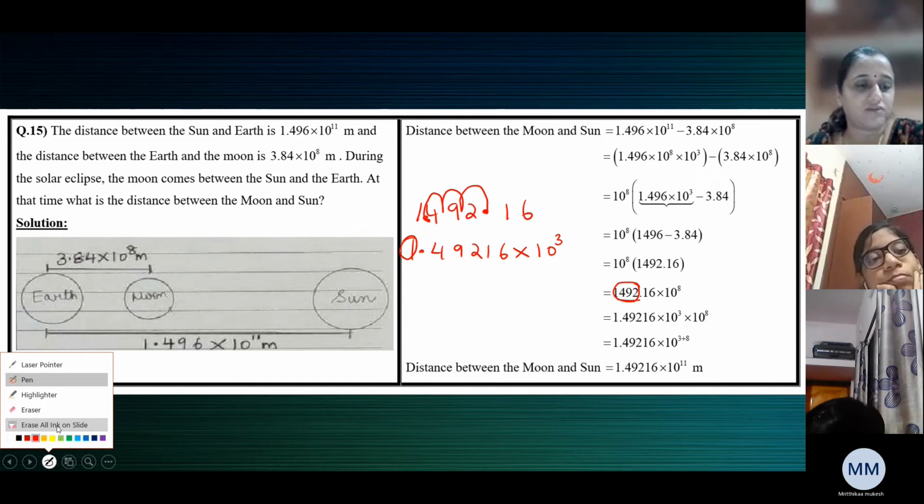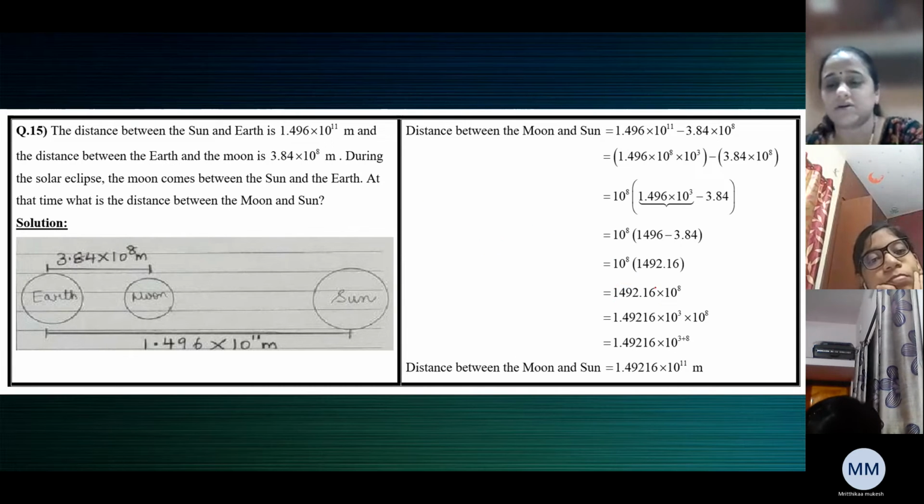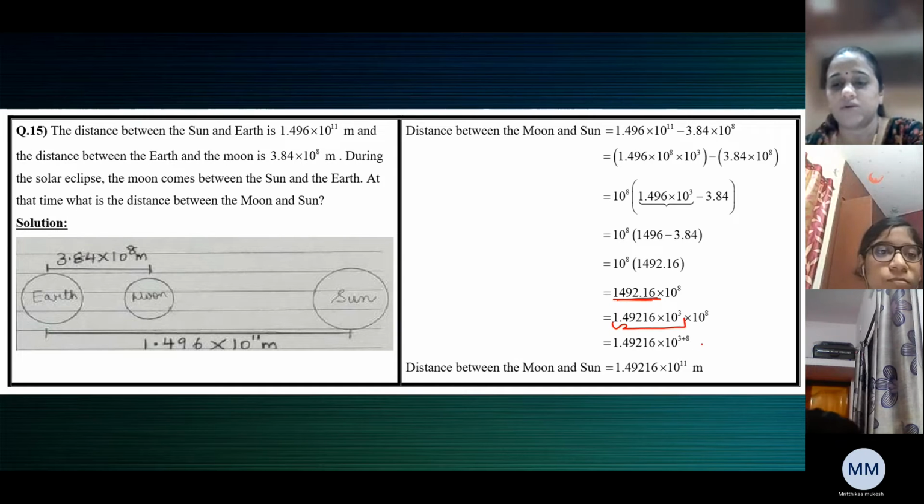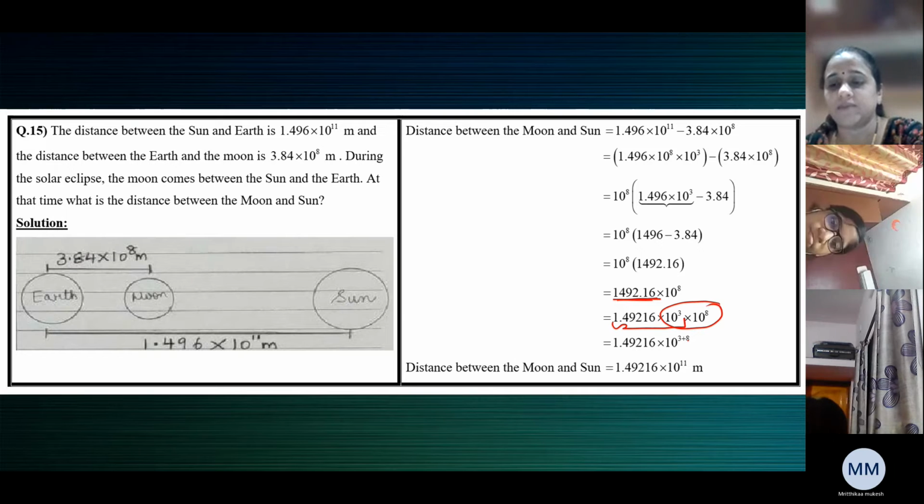This we have understood when we learned how to express a number in scientific notation. So this is the number in the usual form, and this is how it's written in scientific notation: 1.49216 into 10 to the power 3. And now the bases are the same and it's multiplication, so we add the powers, 3 plus 8.